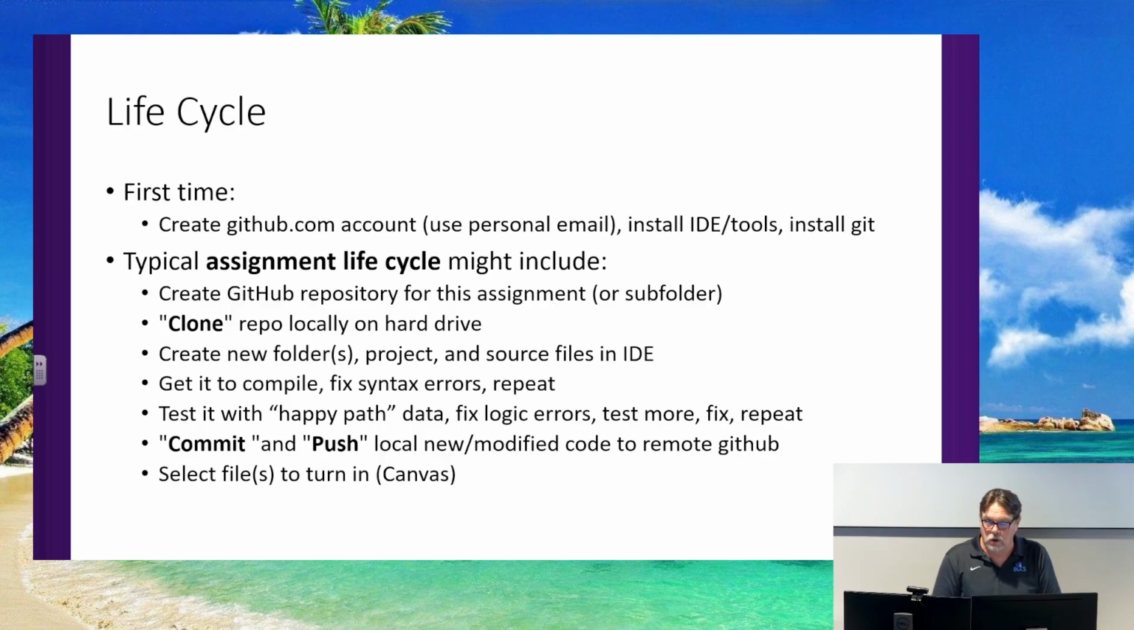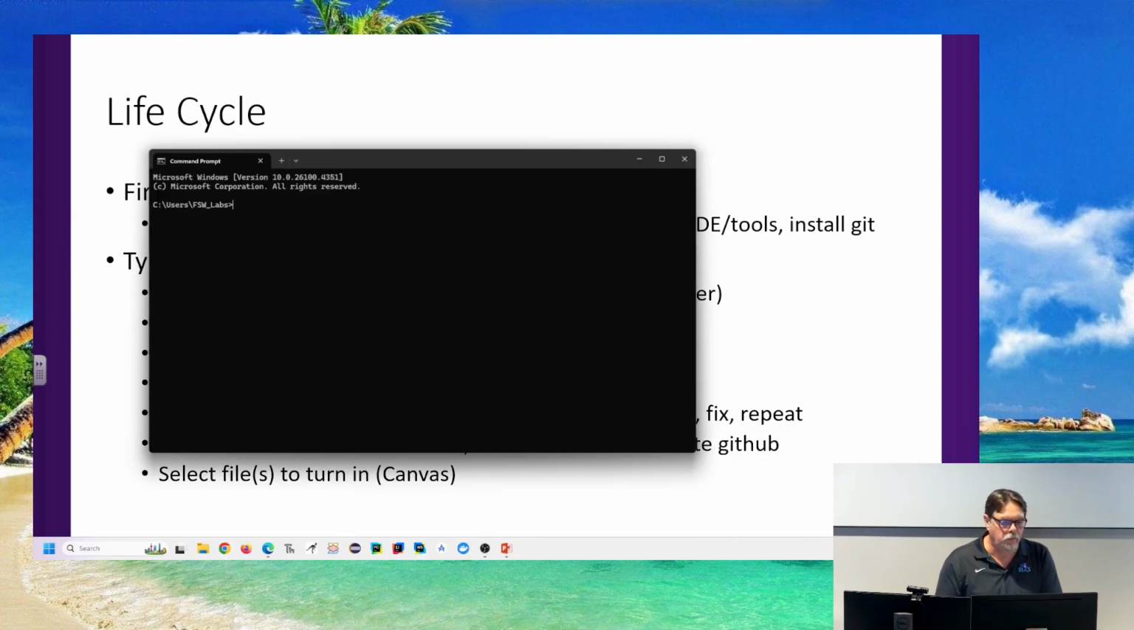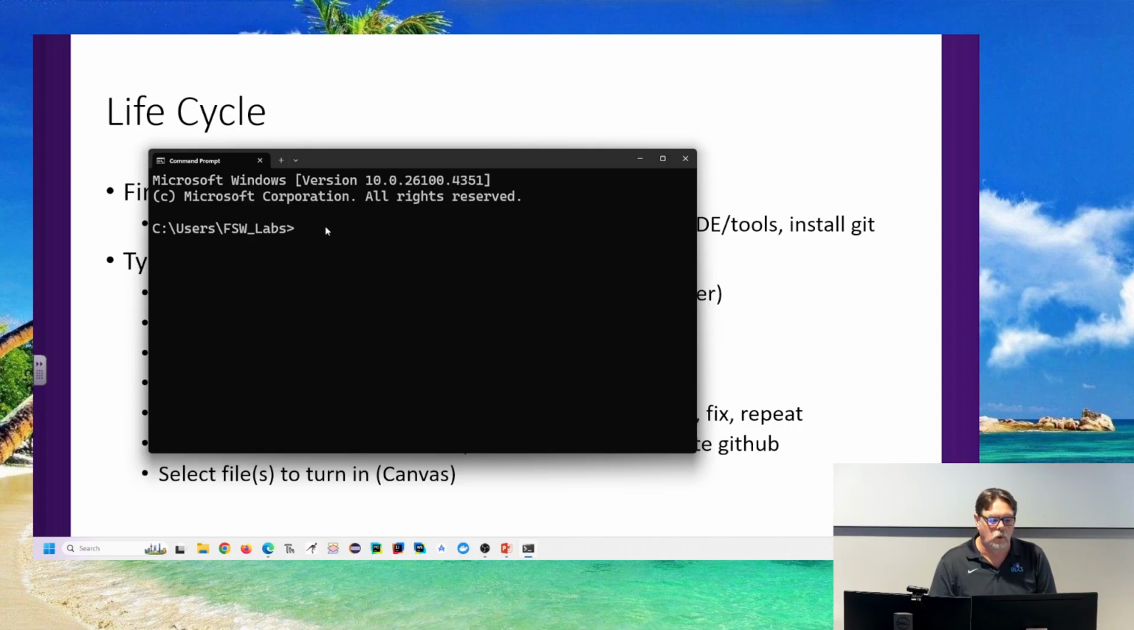Okay, next, you're going to go to your local machine where you've installed those Git tools, open up a command prompt, and clone that repository. You're going to say git clone, and give it the URL of that repository you just created. And you're going to tell it which folder locally you want to create it in, too. Otherwise, it's going to create it in whatever folder it starts in. Like when I open a command prompt here, it starts in the C:\Users\FSW labs folder. Well, you may not want your assignment to go in that folder.